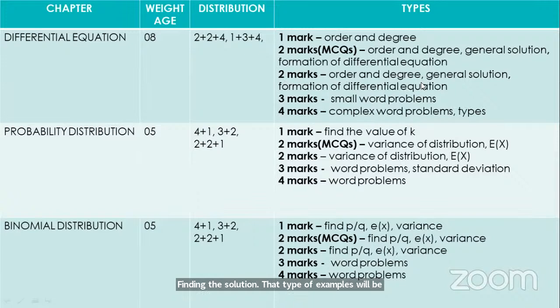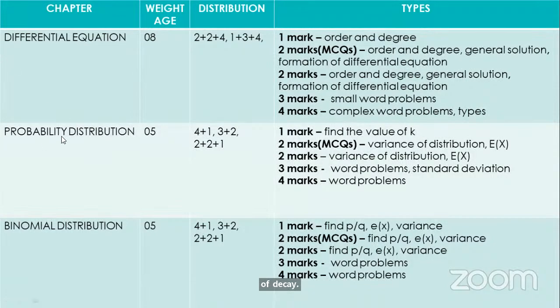And for 2 marks, order and degree, again general solution is there, and small variable separable examples will be there. For 3 marks again, variable separable type and homogeneous type of examples are there. I have not written here, but homogeneous examples and linear examples will be asked. For 4 marks again, homogeneous, linear, all those complicated examples will be there in differential equation. And differential equation application is there. So that is again a word problem. Rate of change, decay, that type of examples will be asked for 4 marks only.